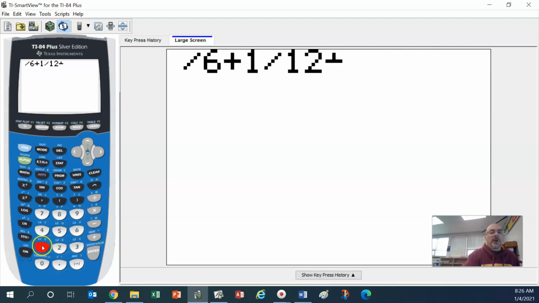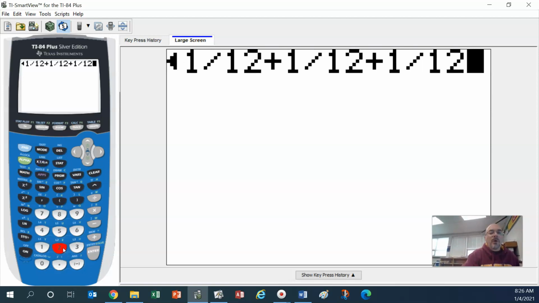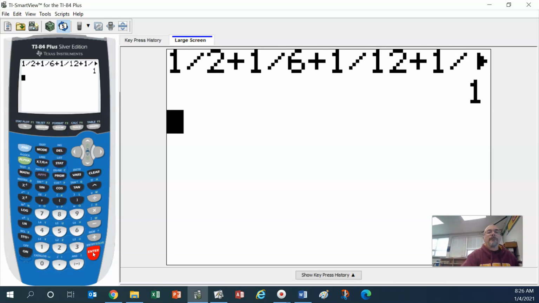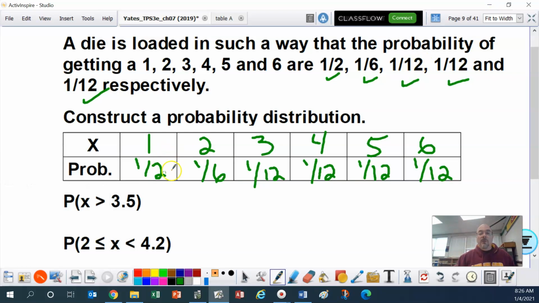Okay, plus 1/12. And one more, plus 1/12. Now, those are supposed to add up to 1. Oh, thank goodness they do. Okay, so yes, I do have those incorrectly. 1/12, 1/2, 1/6, 1/12, 1/12, 1/12, 1/12. Okay, remember, they're supposed to add up to 1 and they're between 0 and 1.